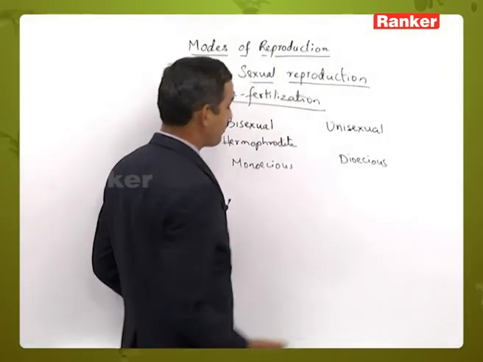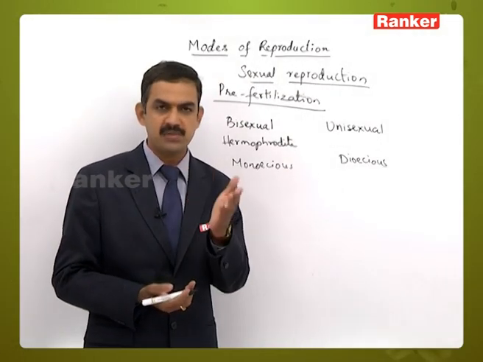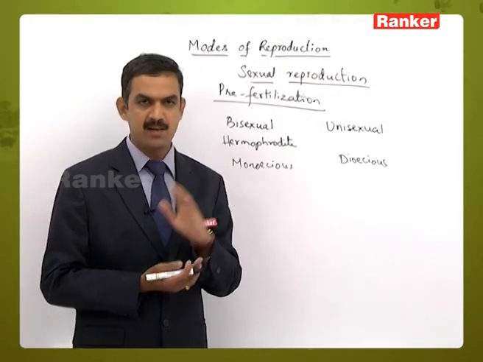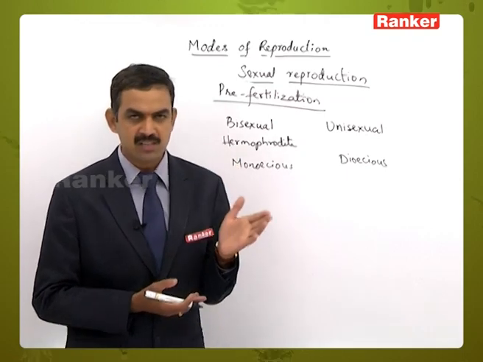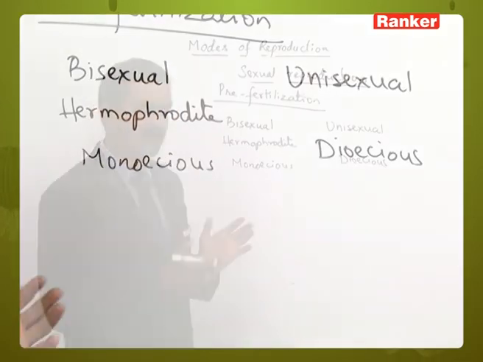In the higher plants, monoecious means both types of sex organs are present on the same plant, whereas dioecious means one plant contains only male sex organs and another plant contains only female sex organs. That deviation can be seen.